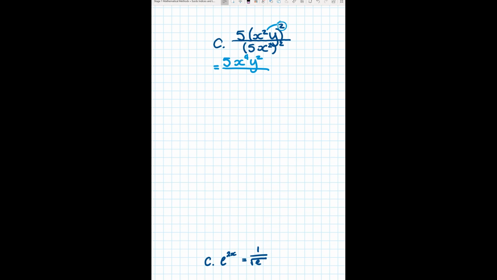Now on the bottom line, the 5 is inside the bracket, so that's going to be squared first. 5 squared is 25, and the x squared, 2 times 2 is 4, so it will be x to the power of 4. So we can note now that we have x to the power of 4 on the top line and x to the power of 4 on the bottom line. And we can either go through that x to the power of 4 minus 4 is 0, so we're left with x to the power of 0, or we can just cancel them out because we know that they're going to be equal to 1.